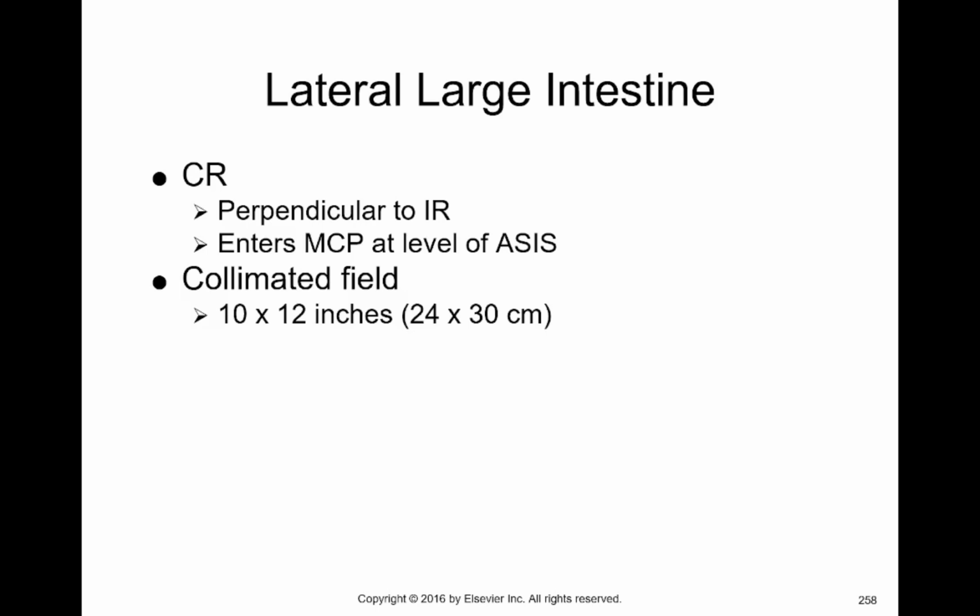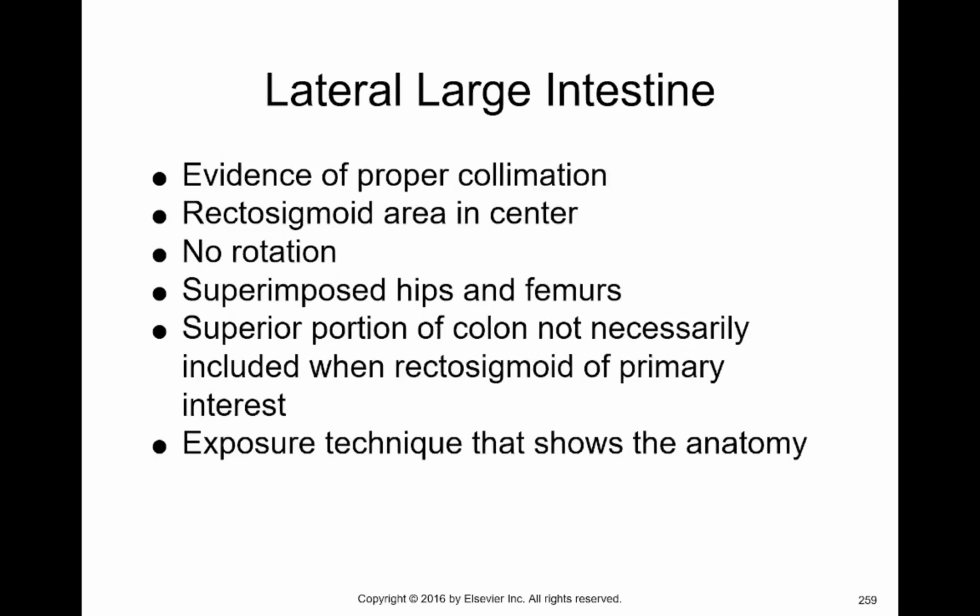So all of that we just talked about. Your collimated field is 10 by 12. The 10-inch dimension is crosswise across the patient's body from anterior to posterior, and 12 inches is the length of the patient's body. So once you shoot your image, you want to look for proper collimation. Make sure that you did not shoot on that full 14 by 17 just for the rectosigmoid area. So you're just looking for a very small area. You don't need an entire image receptor.